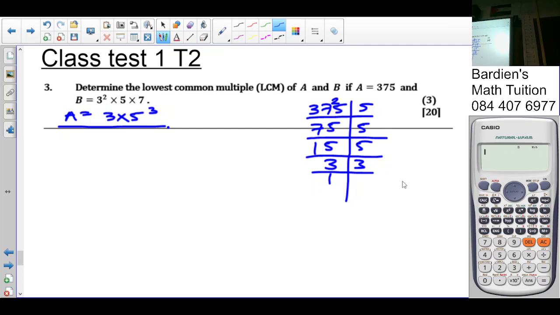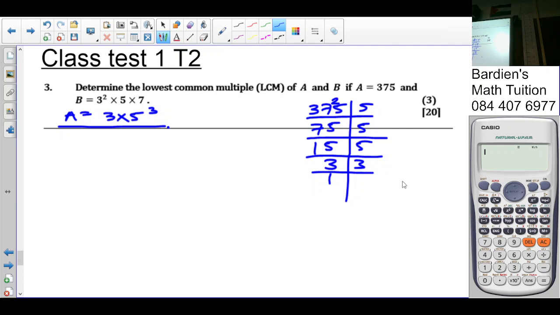So again, for the lowest common multiple, you will consider all bases, and we take the highest exponent. You're talking about multiple. For the highest common factor, the base must occur in all of it, and I take the lowest exponent. So if this question says determine the lowest common multiple, what did we say? You must consider all the bases and we take the highest exponent.